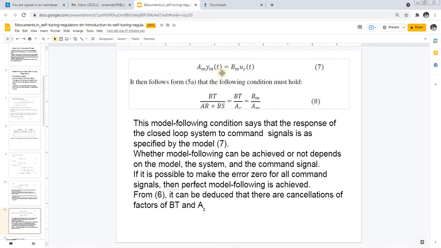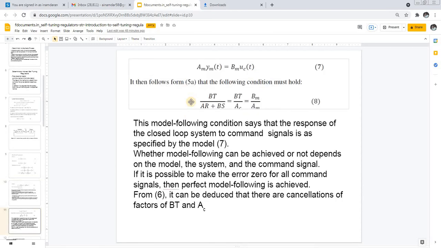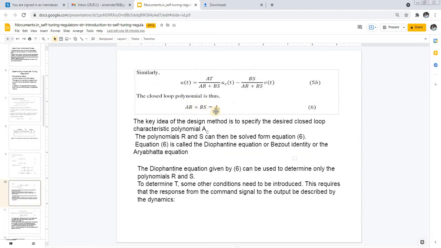So whether the model following can be achieved or not depends upon the model, the system, and the command signal. If it is possible to make the zero error for all command signals, then we can achieve perfect modeling. So from equation number 6, the Diophantine equation, it can be deduced that there are cancellations of factors of bt and ac.